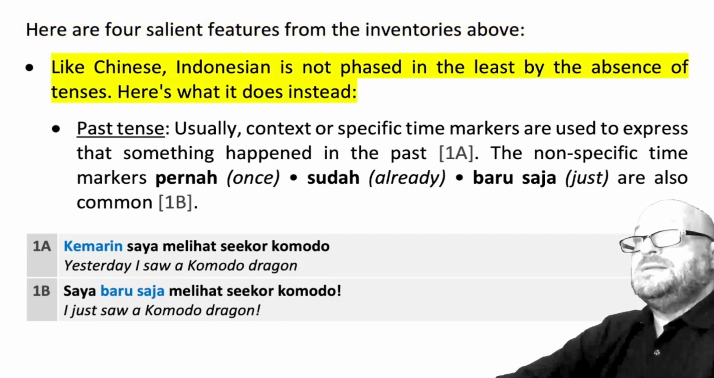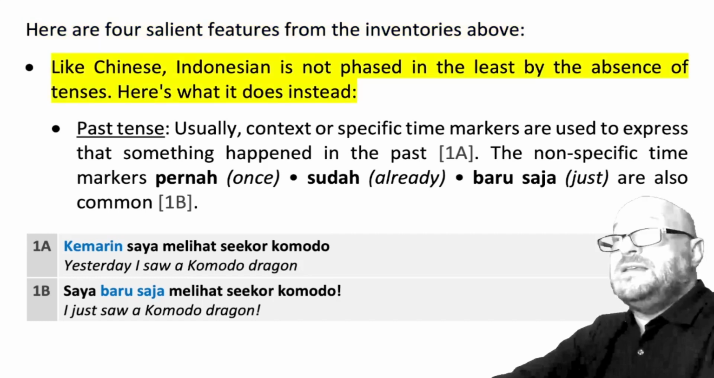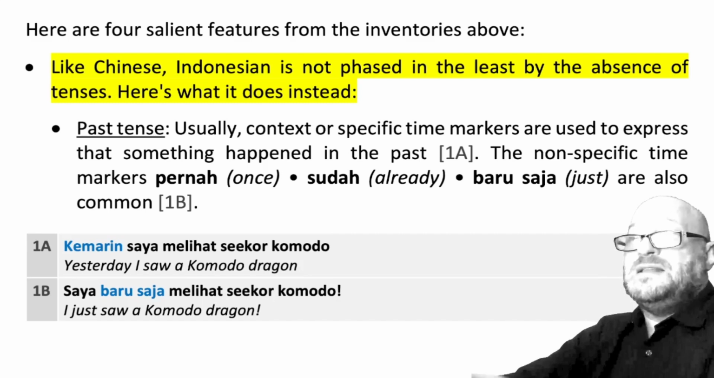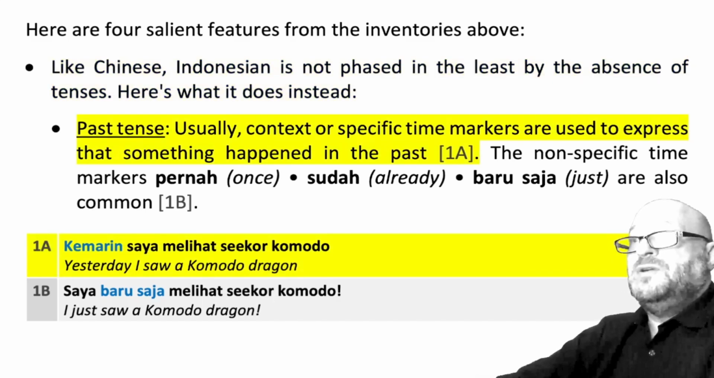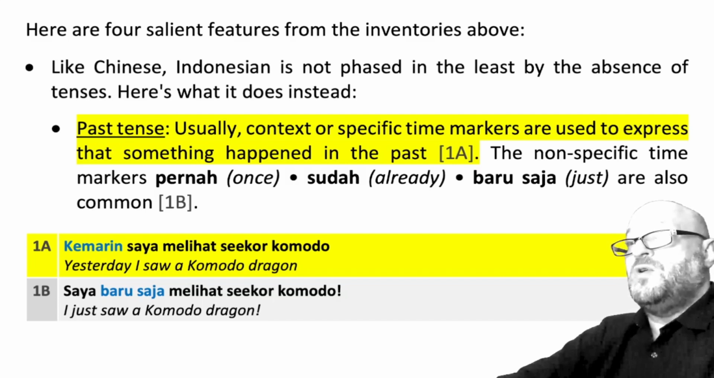Like Chinese, Indonesian is not fazed in the least by the absence of tenses. Here's what it does instead. Past tense. Usually, context or specific time markers are used to express that something happened in the past. Example 1a, kemarin saya melihat seekor komodo. Yesterday I saw a Komodo dragon.